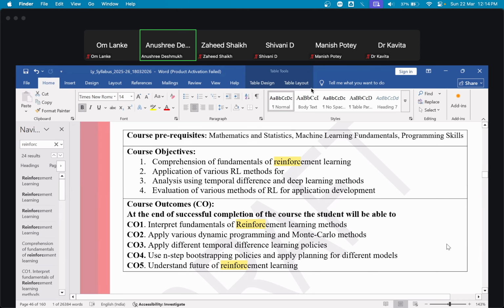Now talking about the prerequisites of this course, you should know mathematics and statistics, machine learning fundamentals, and problem solving skills. The objectives of this course will be comprehension of the fundamentals of reinforcement learning, then application of reinforcement learning methods, analysis using temporal differences and deep learning methods, and evaluation of various methods based on reinforcement learning itself.